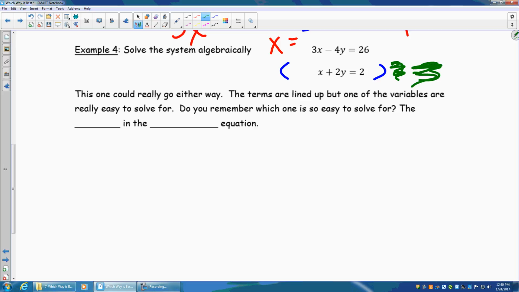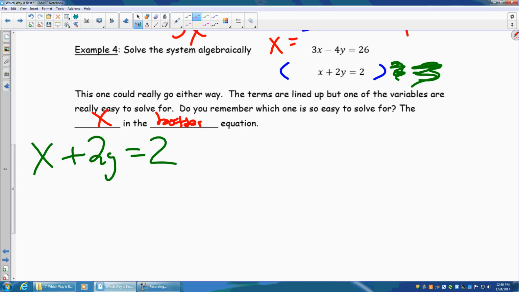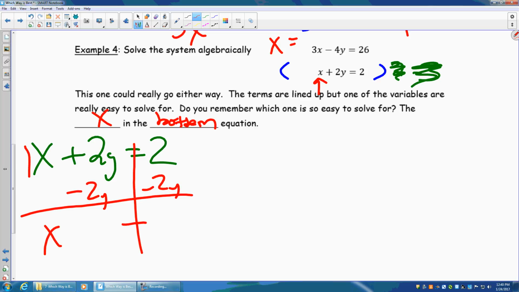But if I wanted to do it using substitution, couldn't we solve for x in this guy? It's been so long that we've done substitution, and I want to practice doing that again. So let's solve for x in the bottom equation. What was so special about that x in that bottom equation? Why is that one really, really easy to solve for? Well, obviously, there's just a 1 in front of it, so it's really easy to just minus 2y on both sides and end up getting x is 2 minus 2y.